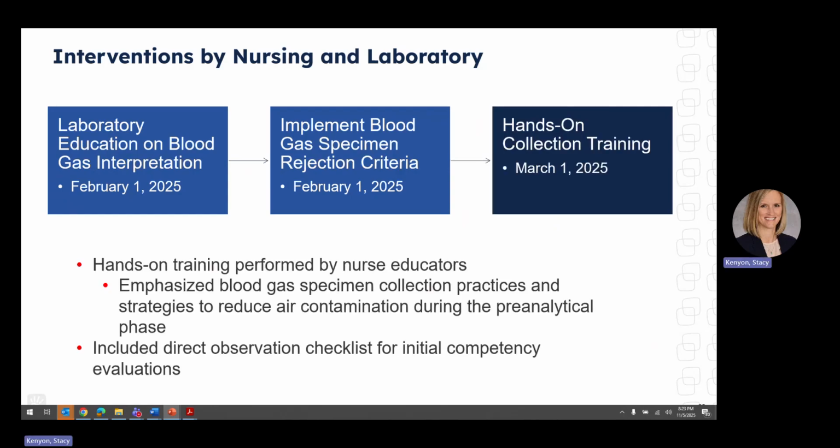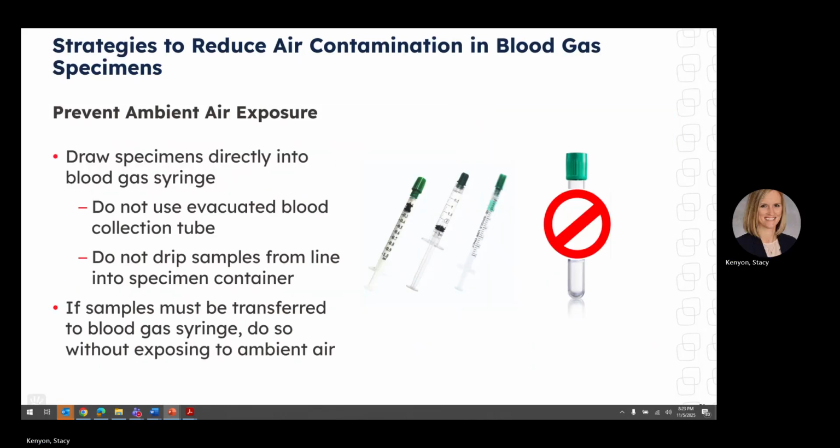The first nursing-led intervention was the hands-on blood gas specimen collection training. In this in-person training, nurse educators emphasized proper blood gas specimen collection practices, as well as expelling of air from specimens when air was introduced into the specimen. It included a direct observation checklist for initial competency evaluations as well. The information regarding reducing air contamination in the hands-on training, as well as during later interventions, is shown on the next two slides. There are two main ways that we can reduce air contamination.